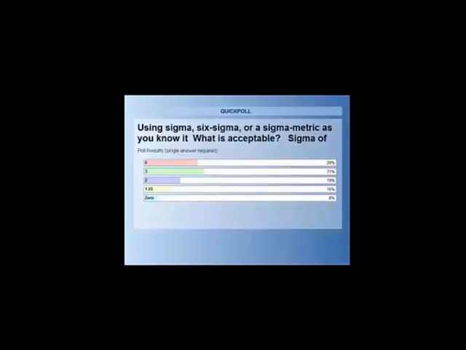28%, 31%, 19%, 14%, and 8%. Very, very interesting. What I want you to take from this now is just that different people have different standards. Can you go please, Ray, straight to the next poll? Sure.